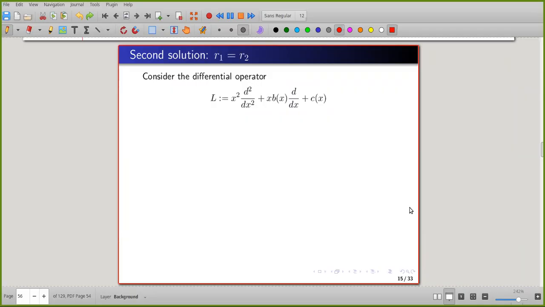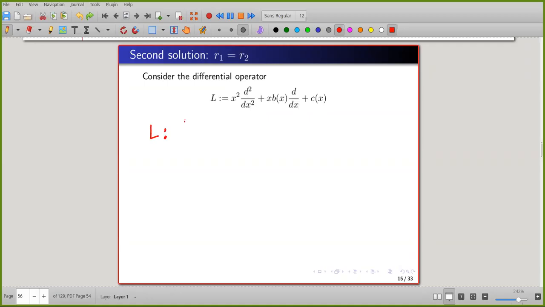Okay, so first we are going to analyze the situation where r1 is equal to r2. The basic idea is the same in both cases. So we consider this differential operator L, which is given by x squared. So what do I mean by this differential operator? L is simply a map.